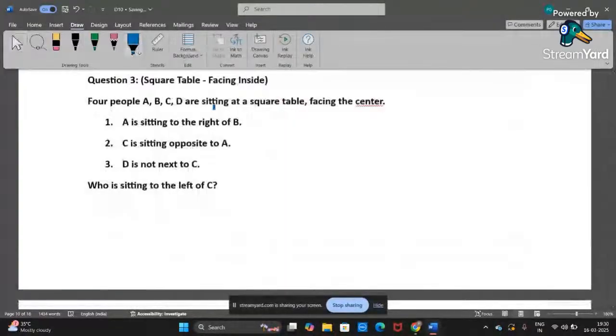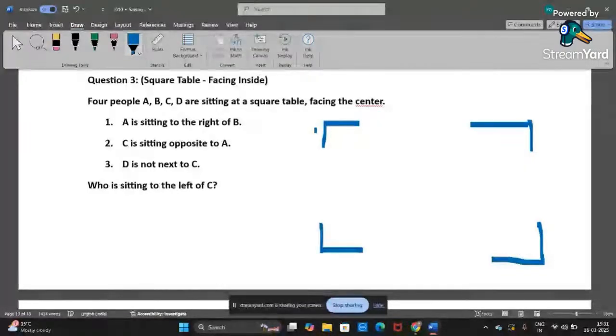Four people A, B, C, D are sitting at a square table facing center. Square table. One, two, three. Like this, these are the four positions to be seated, and they are facing towards the center. A is sitting to the right of B. So let us take B here, and A is sitting right of B.